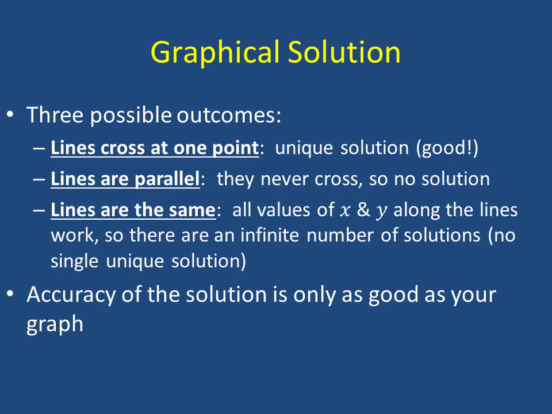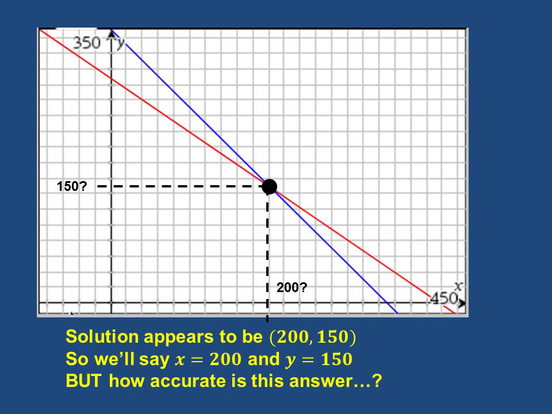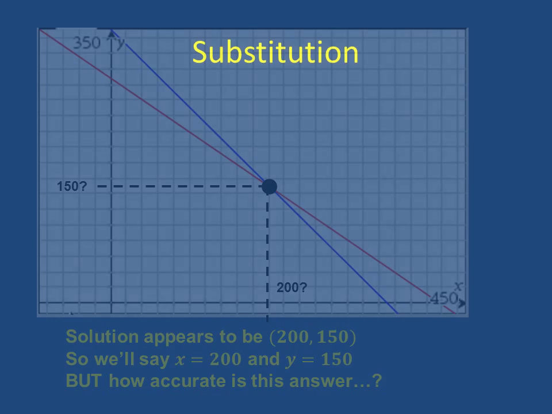One problem with the graphical solution is that the accuracy of your solution is only as good as the graph that you make. For example, for the ticket problem, here's a graph. Now, it appears that the solution is (200, 150). So we might say that x is 200 and y is 150. But do we really know for sure that these are the exact numbers? It might be kind of hard to tell from the graph. So let's look at a couple other ways to do this and get a more accurate result.